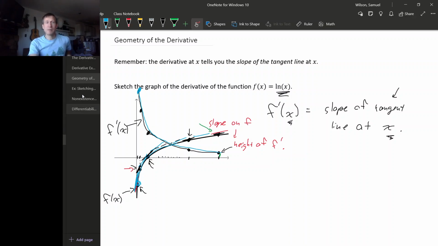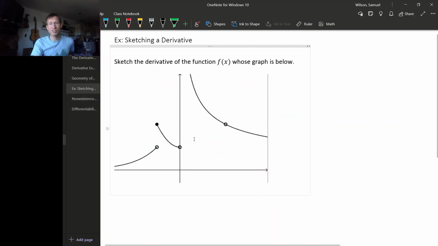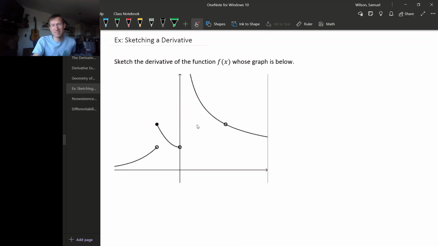Let's look at another example of sketching a derivative graph just based on the graph of a function. So here's a function. Let's sketch its derivative. Again, we can't be too precise because we don't have any x or y values scale labeled on our axes, but we can still draw the general trends. Let me also extend this y-axis downwards.